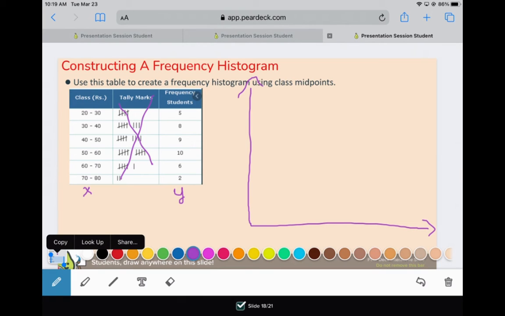So go ahead and jot this down on paper if you can. It's like the first quadrant, you have the x-axis and the y-axis. This is the x-axis, this is the y-axis. And we know the y-axis represents the frequency, so I'm going to label this one as the frequency. The bottom represents the class.